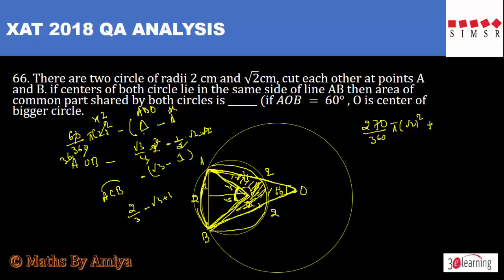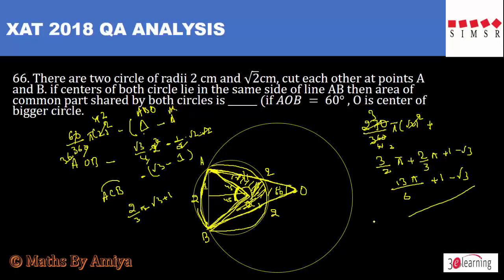We have to add here. This one is 3 by 4 into root 2 square, that is 4. So this one is nothing but 3 by 2 pi plus 2 by 3 pi plus 1 minus root 3. So LCM is 6, 13 pi by 6 plus 1 minus root 3 is the answer of this question. I hope this one is clear. This is one of the best questions of geometry XAT has ever asked.